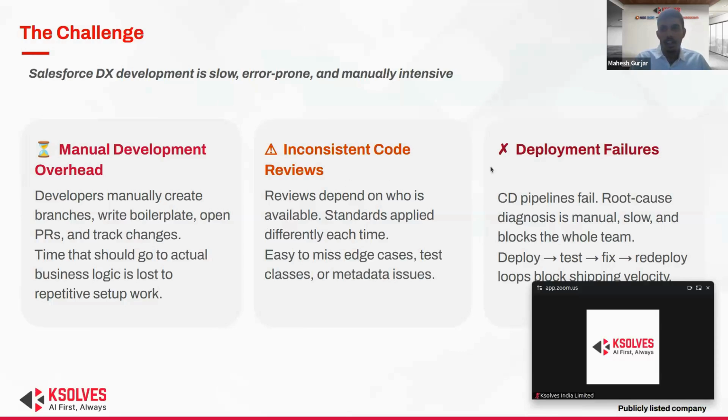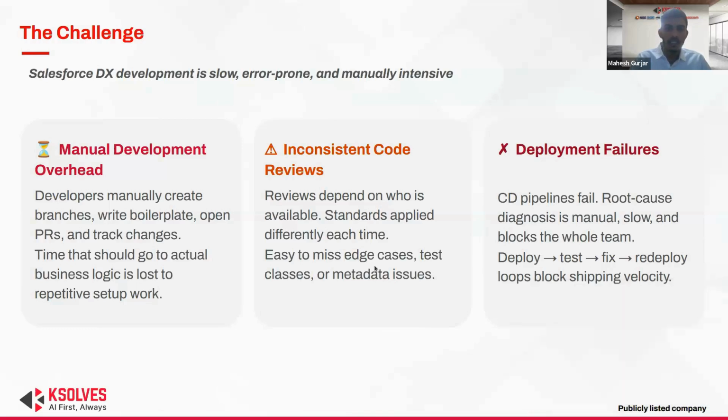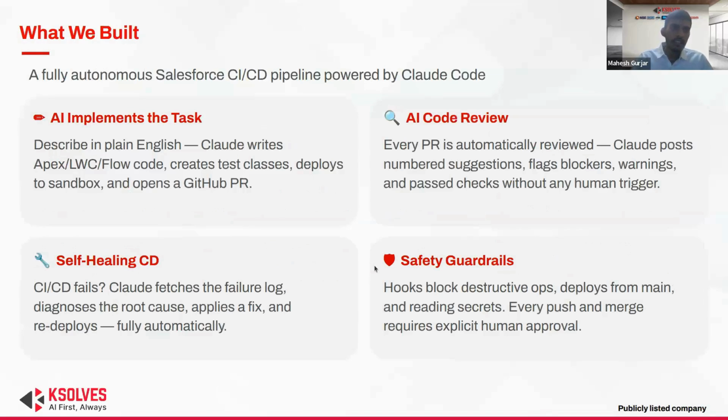And then the third one is deployment failure. If the production deployment fails today, finding the root cause is manual and then fixing it, which is a slow process, right? So we deploy something, we test it, and if there is any failure, we fix it manually. So these loops are repetitive. These are the three problems I set out to solve in my automation. So let's see what we built.